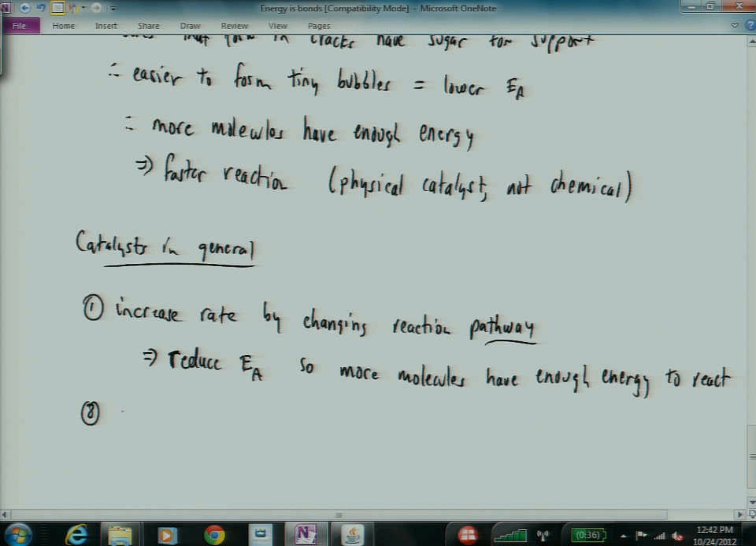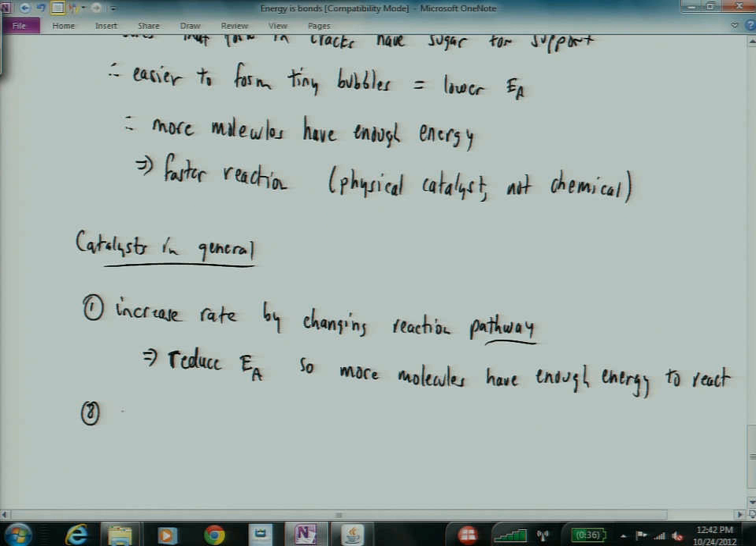A couple things. They can't make delta G positive reactions happen. In this case, for example, adding sugar to flat soda won't bring the fizz back. So catalysts are not magic.